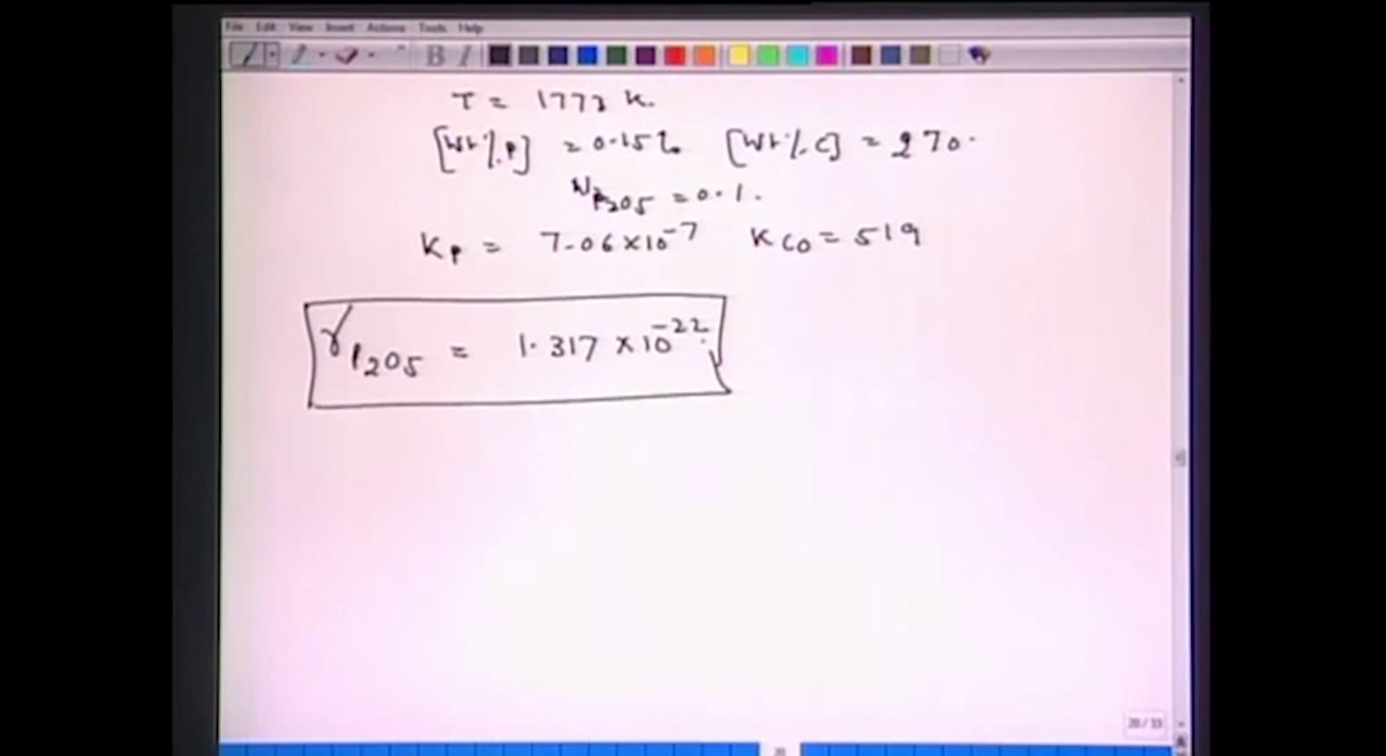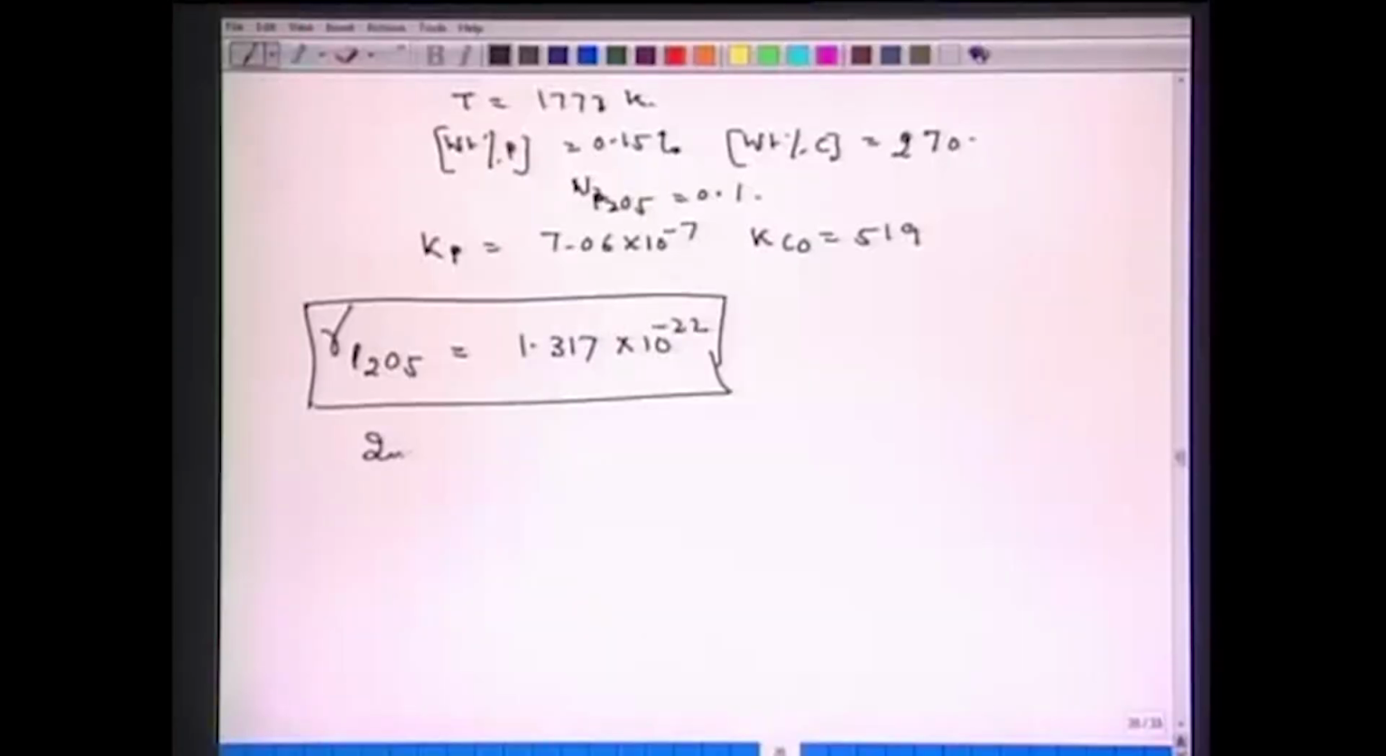What does this suggest? Simultaneous removal of carbon and phosphorus is possible only when the activity of P2O5 is drastically reduced; then the carbon reaction and phosphorus reaction can take place together. Now, here itself I can illustrate what will happen if I increase the temperature.